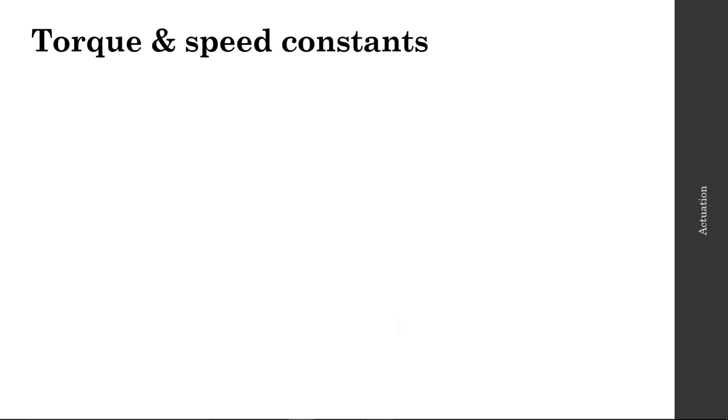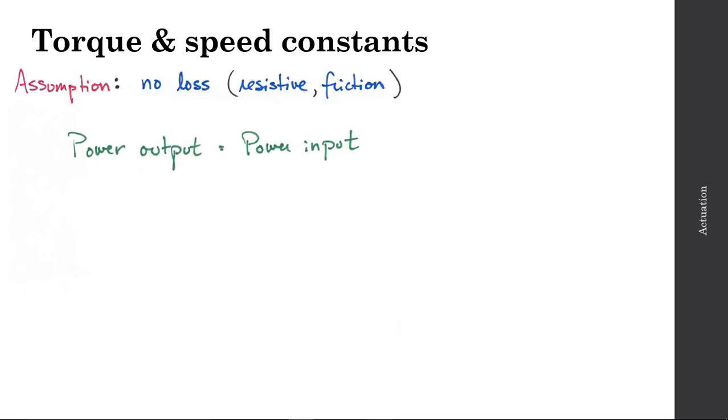For this analysis, we're going to make a significant assumption. We're going to assume that there's no losses. That essentially means there's no resistive heating and no friction for the purposes of this analysis. If this is the case, I'm going to have an efficiency equal to 1, or in other words, my power output will be equal to my power input. And again, only if this assumption holds true.